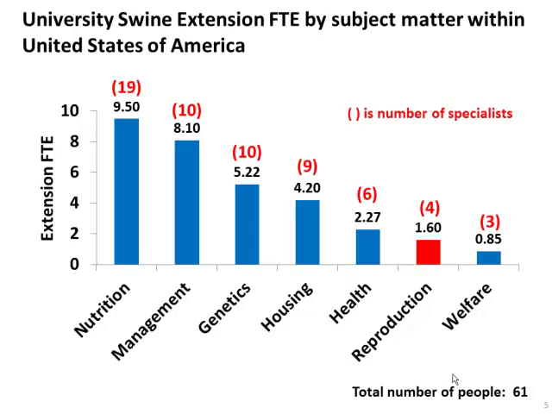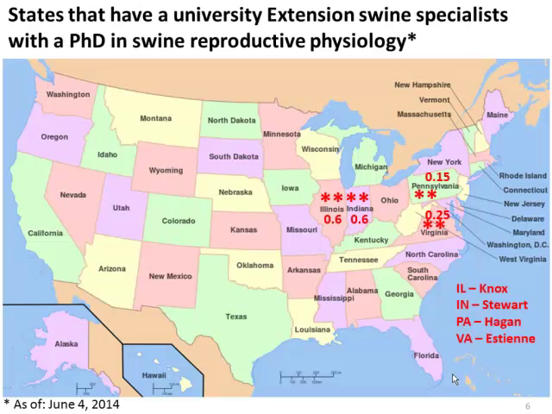So in the United States, we have 61 people involved with pig production for swine extension. Now, if you really want to drive the point home, where are those 4 people in the United States who are going to work with reproduction?